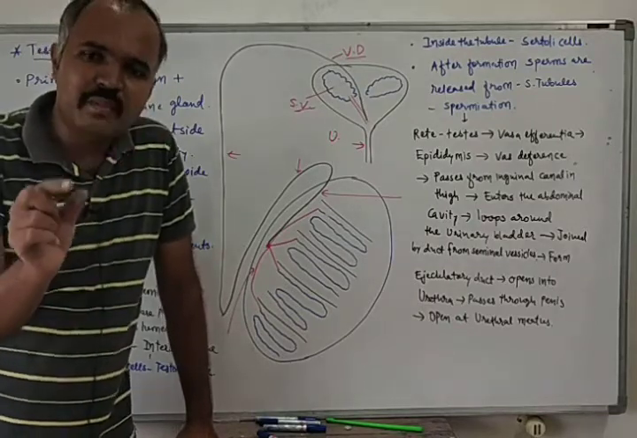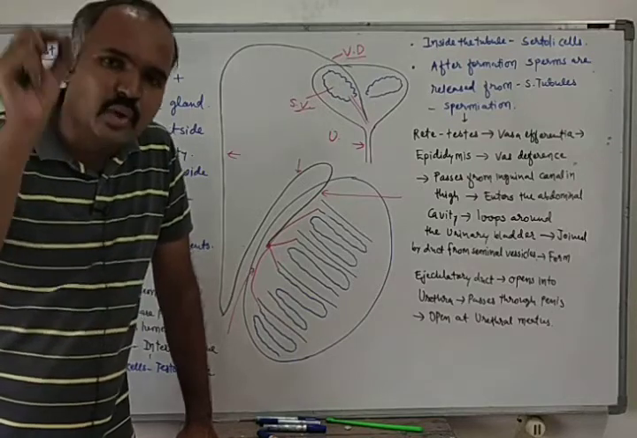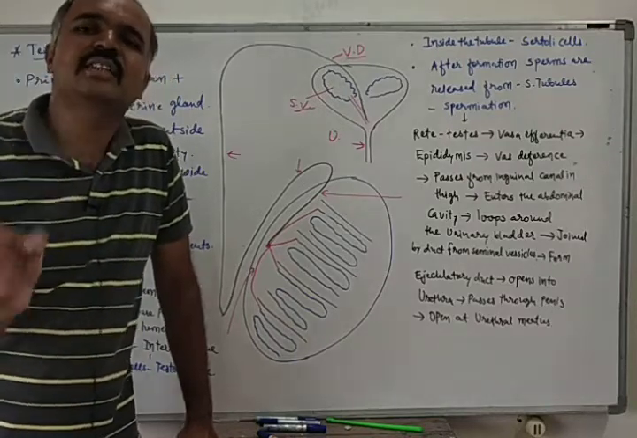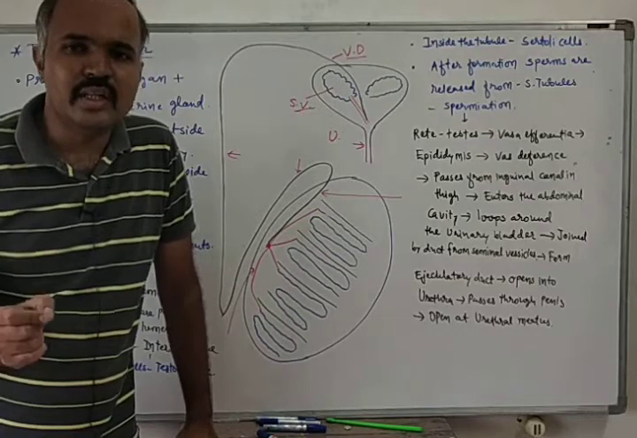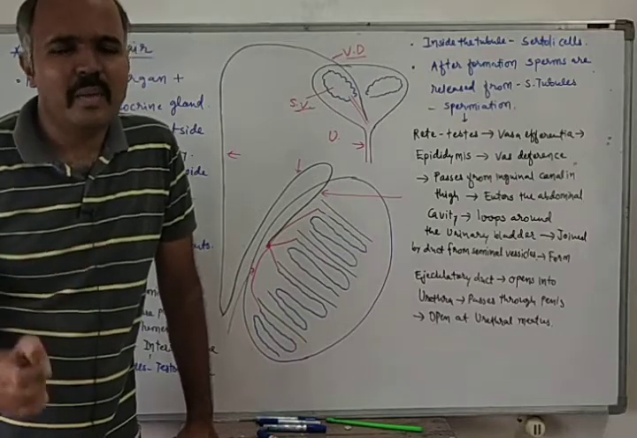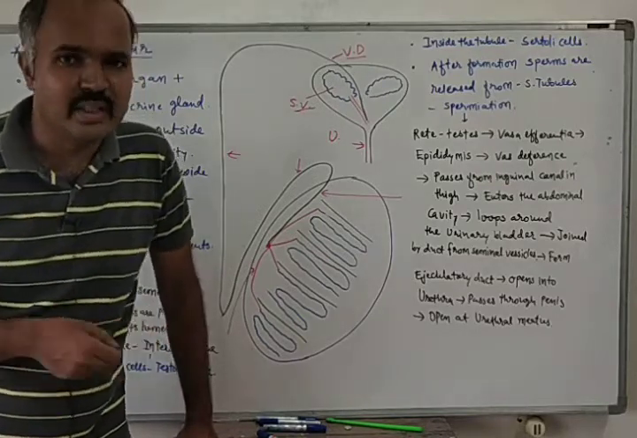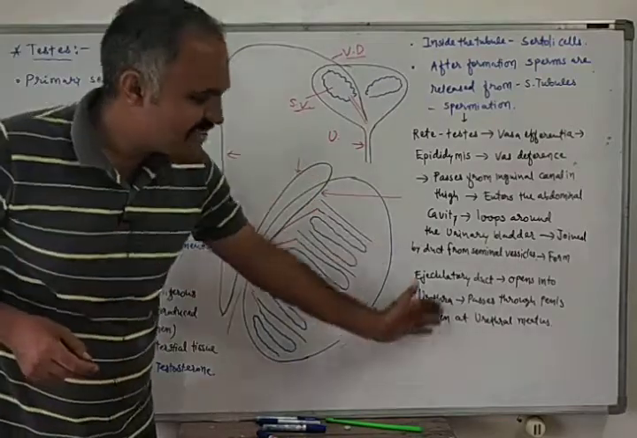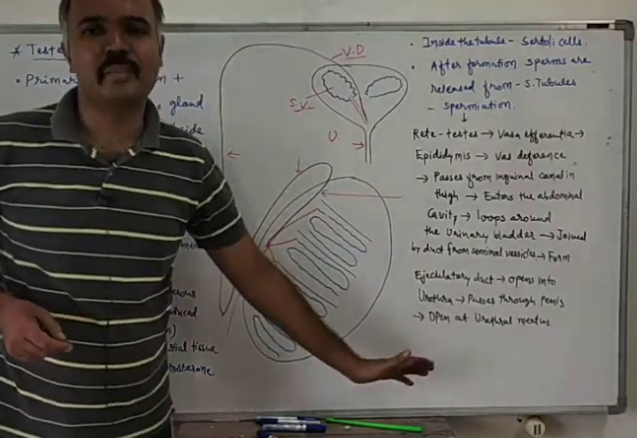So the duct from the seminal vesicle and the vas deferens join to form the ejaculatory duct, and this ejaculatory duct opens into the urethra, and then the urethra passes down through the penis and opens into the urethral meatus. These are known as accessory ducts of the male reproductive system.